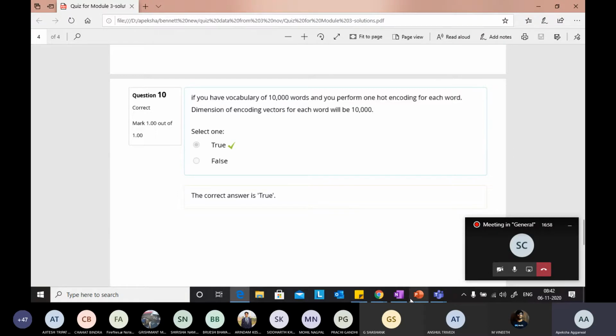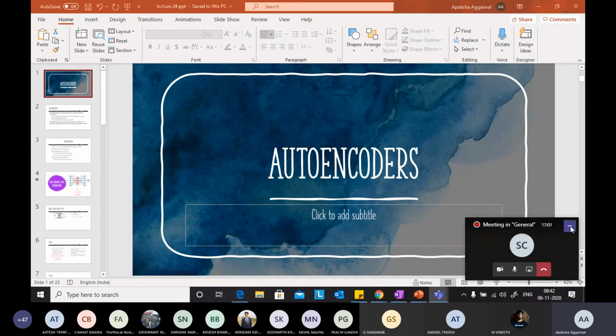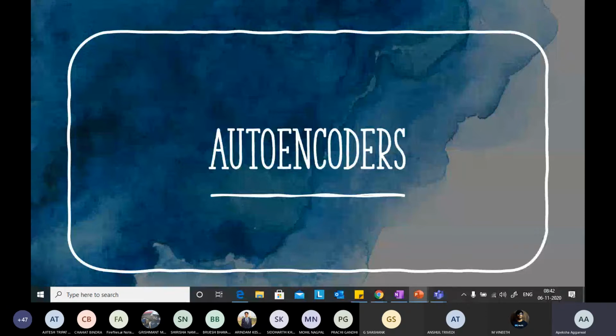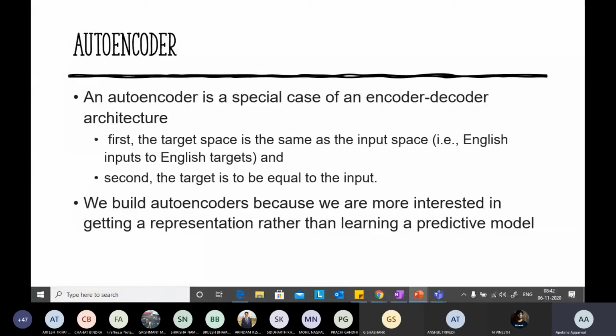Now let's switch to today's content, that is autoencoder, which is the last topic of third unit. So we have seen encoder decoder architecture. Autoencoder is nothing, it's a special case of encoder decoder architecture with two differences. In an encoder decoder, we have some input and it is compressed to some representation, and then it is decompressed to further the output, that is decoder part. Autoencoder is the special case where input is exactly same as the output. Secondly, the target space is same.